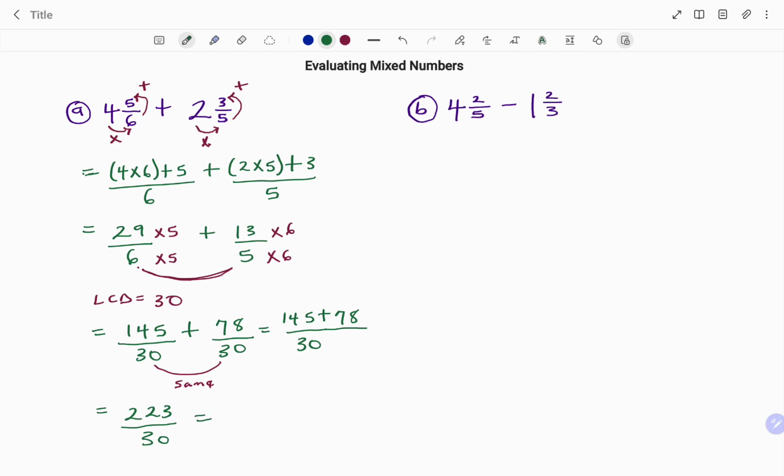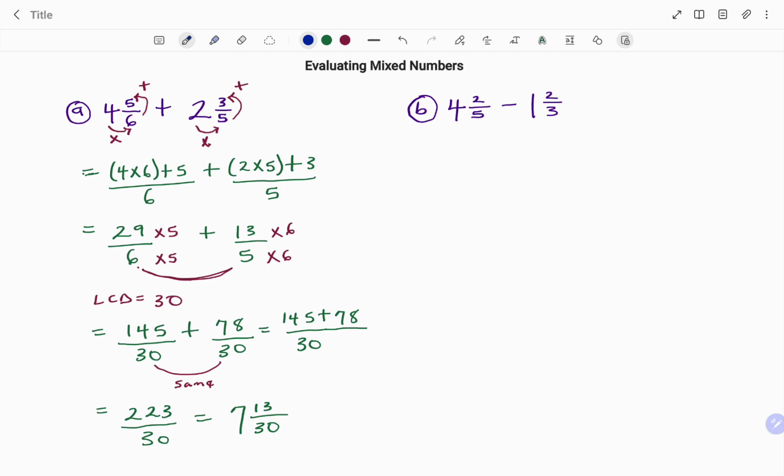and changing that back to a mixed number, you have 7 groups of 30 with a remainder of 13 out of 30. If you need to know how to change an improper fraction to a mixed number, you can check in the comment section below. The next example, I have 4 2/5 minus 1 2/3.